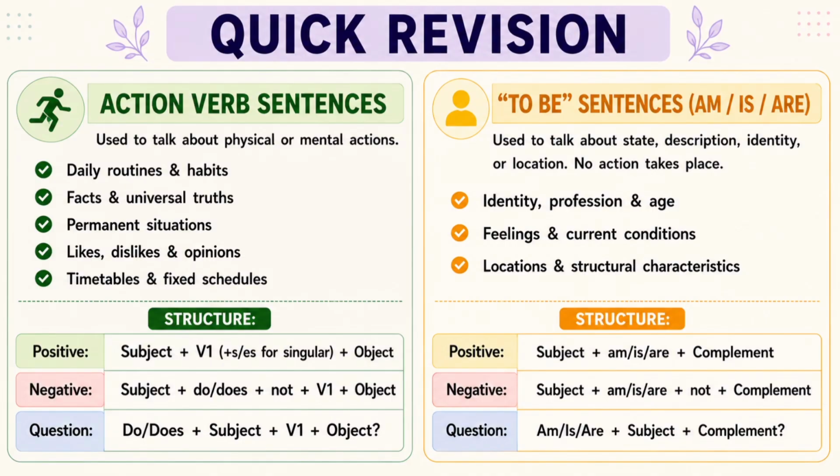To be sentences using am, is, and are are used to talk about state, description, identity, or location. No action takes place in these sentences. We use them for identity, profession and age, feelings and current conditions, and locations and structural characteristics. The structure is positive subject plus am, is or are plus complement. Negative subject plus am, is or are plus not plus complement. Question. Am, is or are plus subject plus complement.